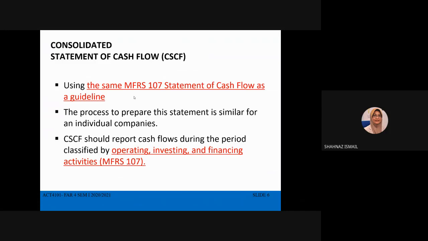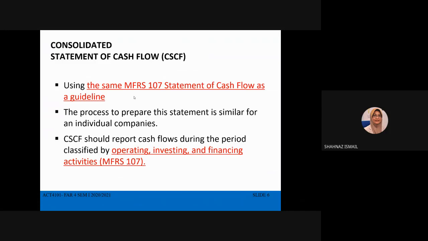Anda semua telah pun belajar bagaimana untuk prepare statement of cash flow. Jadi kalau tak salah saya, anda telah belajar semasa Financial Accounting Reporting 2. Jadi asasnya di sana. Cuma dalam consolidated statement of cash flow ini, apa yang saya akan buat adalah kita hanya akan proceed kepada item-item yang berkenaan dengan group financial statement, item-item yang berkenaan dengan group sahaja.